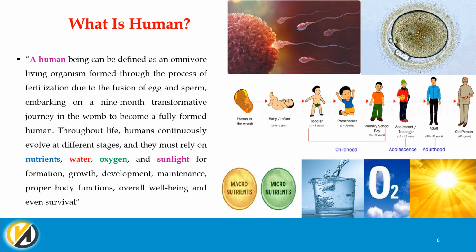So at this initial stage of human life, especially during the fetus in the womb, until it reaches full-term baby, macro and micronutrients are very, very vital. These nutrients are vital throughout human life in different amounts and types. Hydration is also very important, oxygen is also very important, and sunlight is also very important. Without these four basic things, human survival is in question.